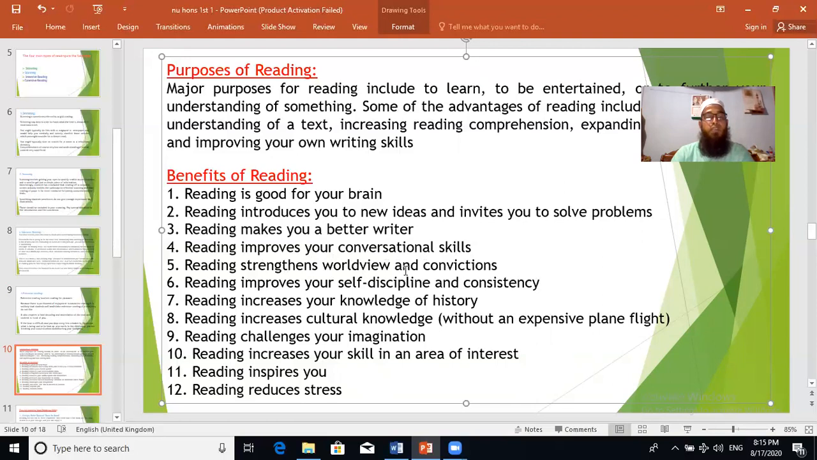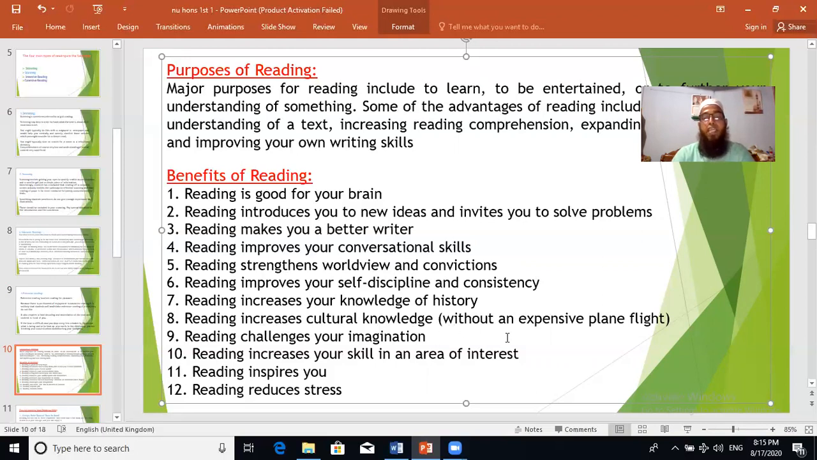Reading strengthens worldview and convictions, your idea about different things, different doctrines, and different cultures of the world, different countries of the world. It strengthens and enhances. It enlarges your outlook about the world and different doctrines of the world, different theories of the world. Reading improves your self-discipline and consistency also. Reading increases your knowledge of history. By reading, you can learn about world history, your country history, and history of the world. Reading increases cultural knowledge. It's very important, you see.